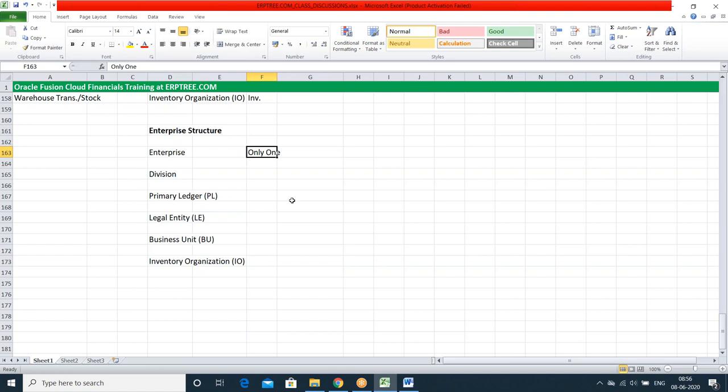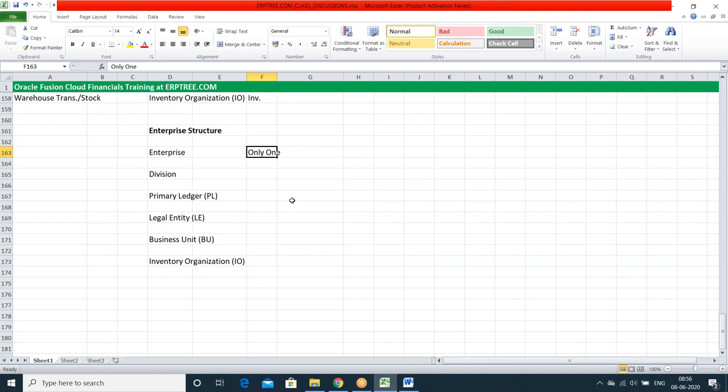That means in the Oracle Fusion instance, you can create only one enterprise. Why can we create only one enterprise? Oracle provides one instance for only one client. Oracle is not going to provide one instance for multiple clients. If they were giving one instance for multiple clients, yes, you could create a separate enterprise for each client in the same instance. But Oracle is providing one instance to one client only. That is the reason we can create one enterprise.